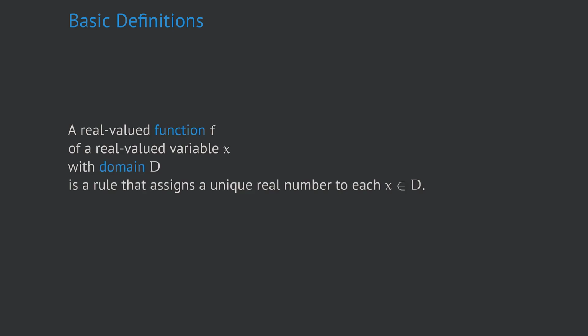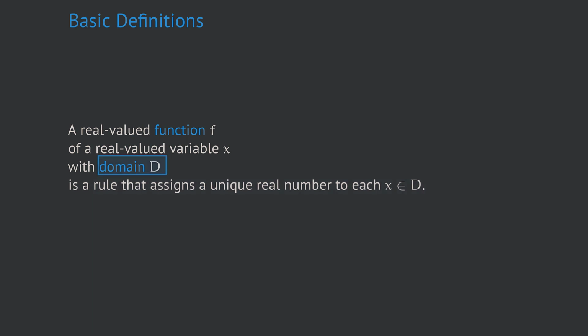We say a real valued function f of a real valued variable x with domain D is a rule that assigns a unique real number to each x element of D. Now the most important part is the one which I have put in that blue box. It's a rule that assigns a unique real number to each x element of D. Unique means that we are not allowed to assign more than one real number to a given x element of D. That uniqueness requirement is important when we need to decide if something is a function or not.